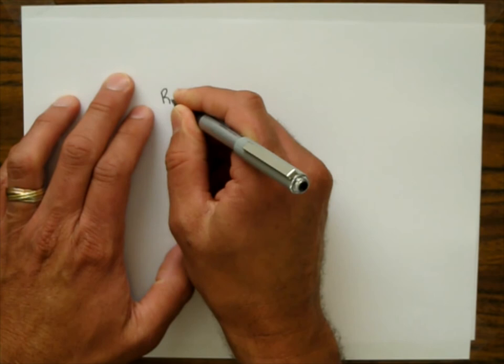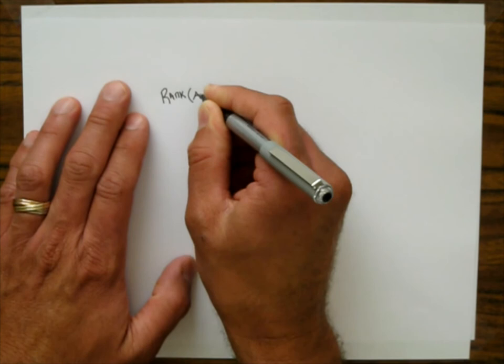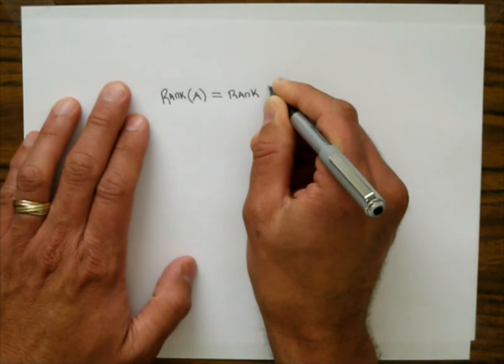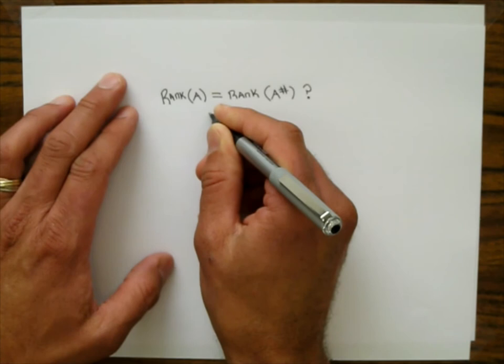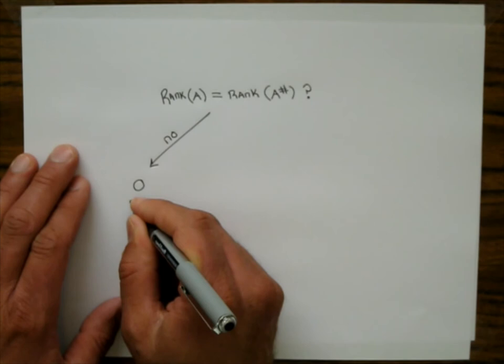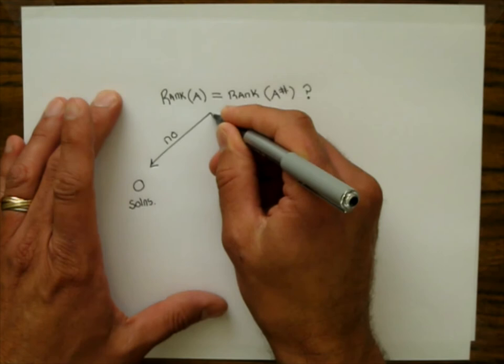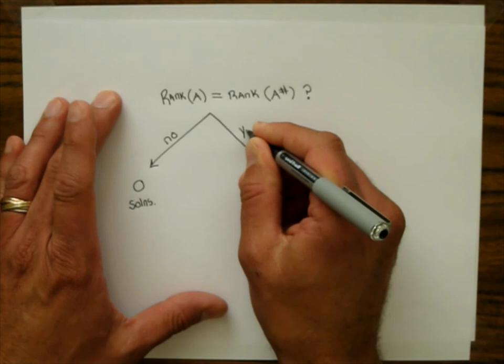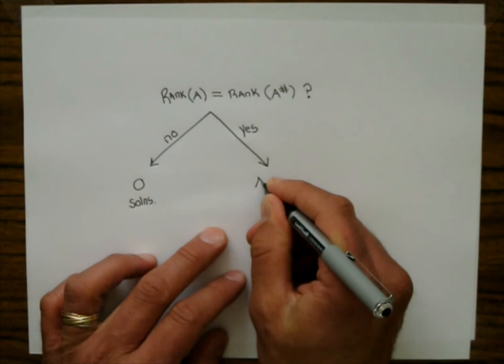Okay, now, I'll put this little chart, though it might be stupid for most of you guys. So I'm going to ask the question, does rank A equal rank A augmented? I guess I'll put the question there. And if the answer is no, then there are 0 solutions. Or lots of times we say no solution. Not that you're going to be going to this little flow diagram when you're working on your homework, but it just kind of shows you another way of looking at this. If the answer is yes, then the next question is, are the variables all bound?